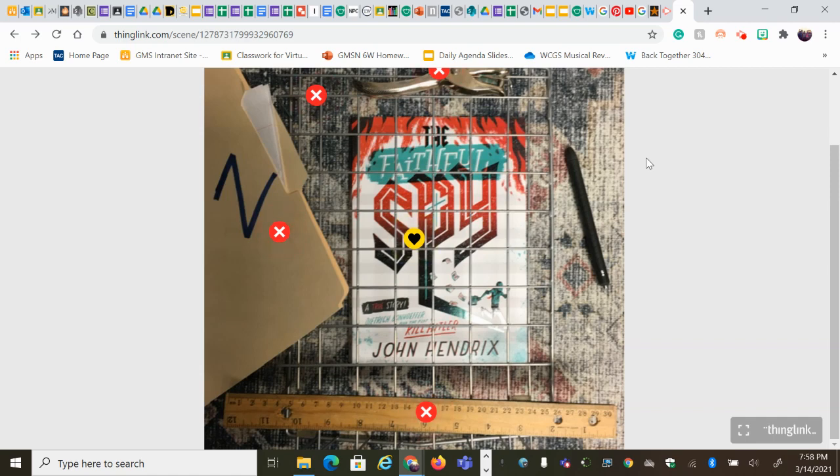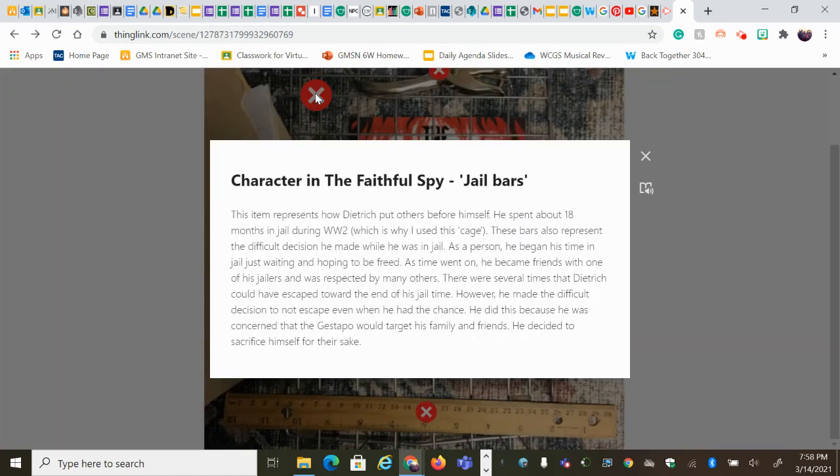Okay, so I wanted to just give you an in-depth look at my characterization or my character paragraph. So Dietrich Bonhoeffer is the main character. He also happens to be a real person in this case. So my object was jail bars to represent his character. Okay. So I'm going to read this paragraph.